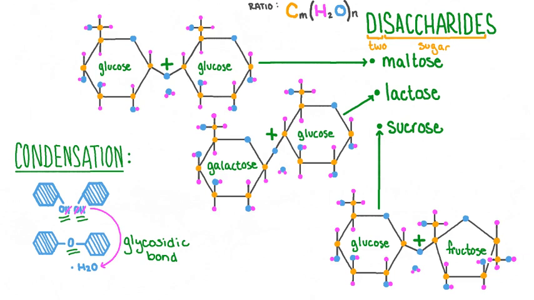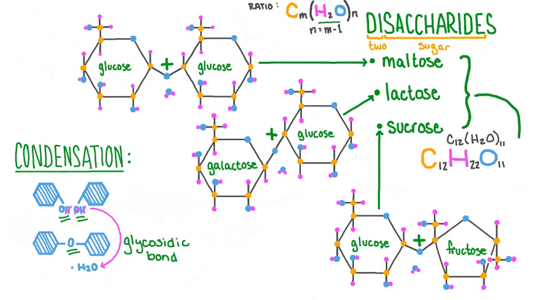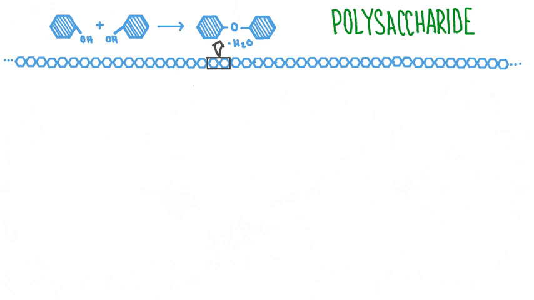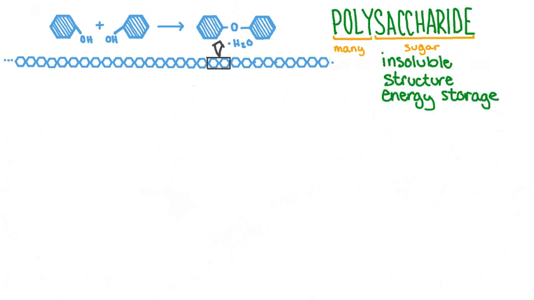Disaccharides usually follow the chemical formula CmH2O(n), where n is equal to m minus 1, since one water molecule had to be released during the condensation reaction. All three of these disaccharides have the chemical formula C12H22O11. More than two monosaccharides can also bond together into large macromolecules called polysaccharides. Poly is a word part that means many.